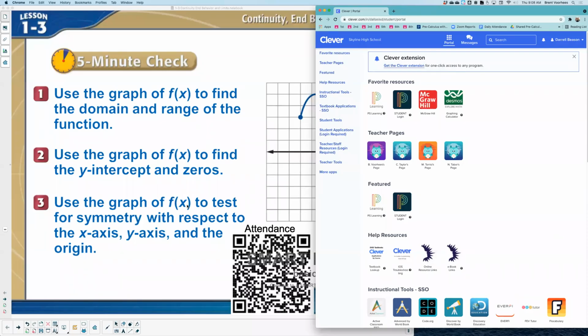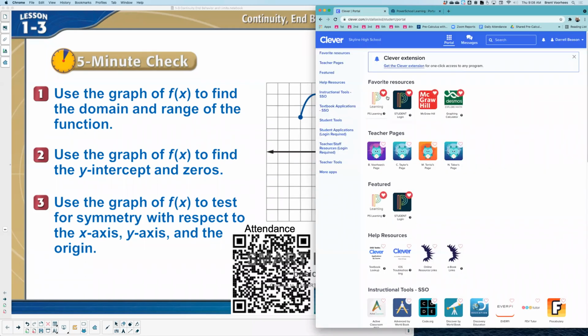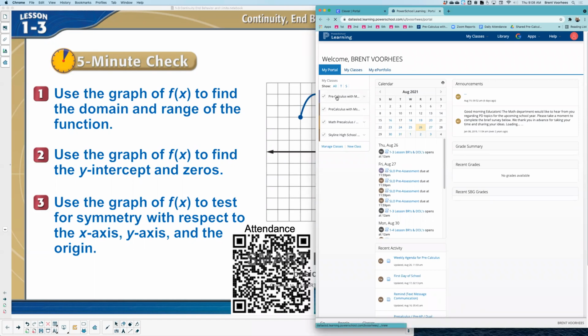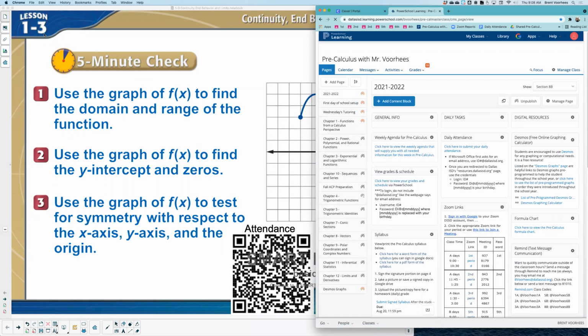All right, well, we're going to take a look at lesson 1-3 today. So first off, what I'm going to walk you through is reminding you how to get to where we'll submit our answers today. So I clicked on Power School Learning from Clever. From here, go to your pre-calculus class, go to chapter 1, because we're doing lesson 1-3. That means chapter 1, lesson 3.